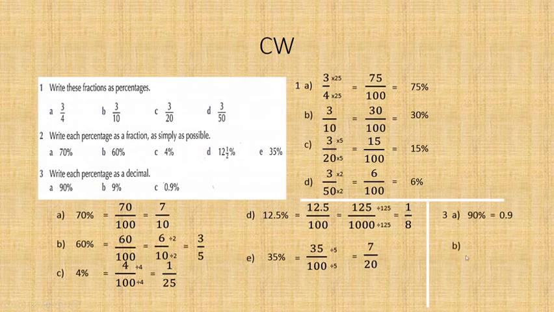Okay, question number B, it's 9%. So it's the same thing. I'm moving the decimal point 2 steps to the left. So it's going to be 0.09. Question number C, 0.9%. I'm moving the decimal point to the left 2 steps. So it's going to be equal to 0.009.